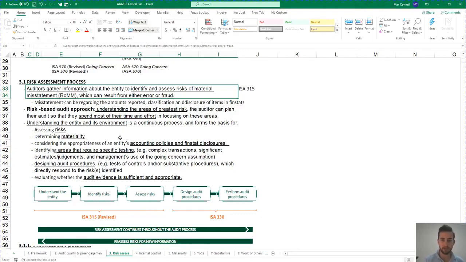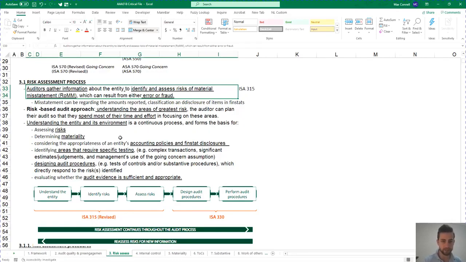It's really important to understand the entity and its environment, and this is a continuous process, and this forms the basis of number one, assessing risks, number two, determining materiality, or what the threshold is to identify whether risk is important or not. Number three, considering the appropriateness of an entity's accounting policies and financial statement disclosures. Number four, identifying areas that require specific testing, e.g. complex transactions, significant estimates and judgments, or management's use of the going concern assumption. So going concern, by the way, means whether or not the company is going to continue operating in the near future.